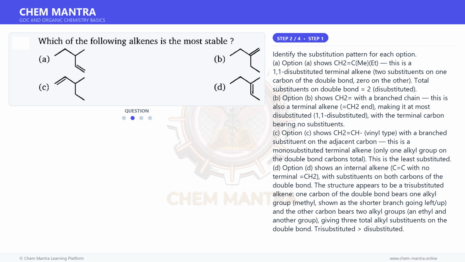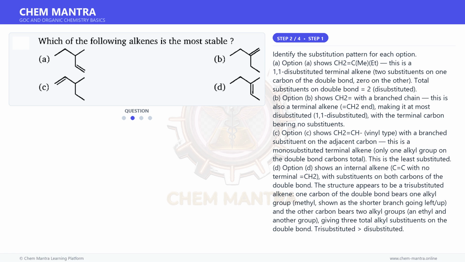Option C shows CH2=CH, vinyl type, with a branched substituent on the adjacent carbon. This is a monosubstituted terminal alkene, with only one alkyl group on the double bond carbons in total. This is the least substituted.